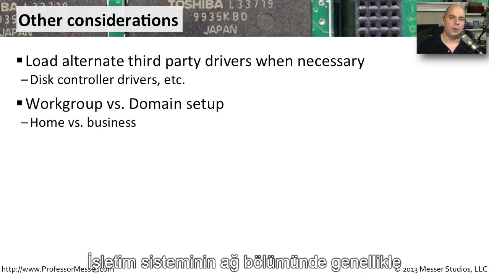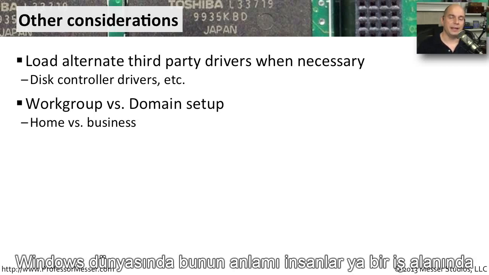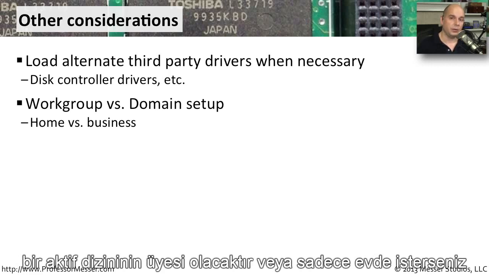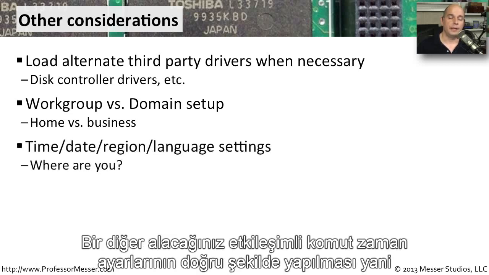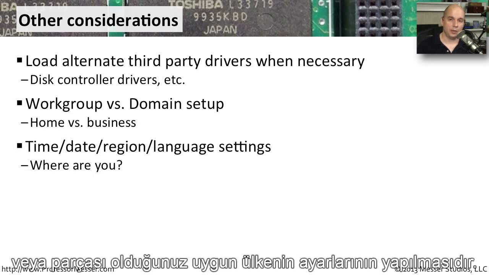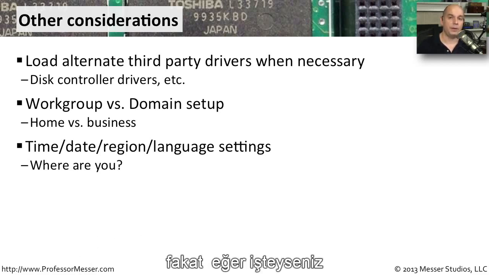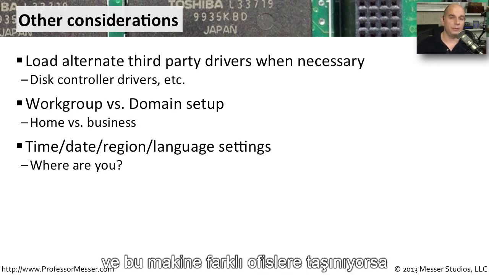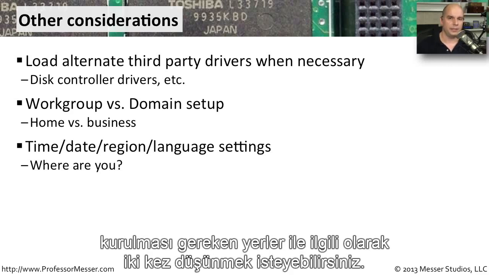In the networking part of the operating system installation, it usually asks if you would like this machine to be part of a domain or if it will be part of a workgroup. In the Windows world, this means that it will either be in a domain, which is an Active Directory domain at a business, but if you're just running things at home, you'll simply have your computer become part of your local workgroup. Another interactive prompt you'll get is to make sure that the time is set correctly, that you're in the right time zone, that the settings are proper for the country you happen to be a part of. If this is something you're doing at your house, you probably have the answers for all of that. But if you're at work and this machine happens to be going to a different office, you may want to double check before installing that you know exactly the way it should be configured for that particular location.